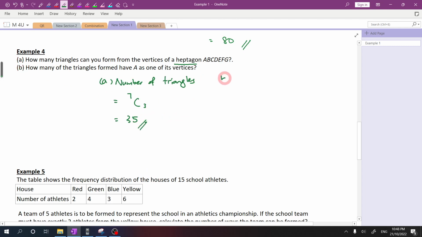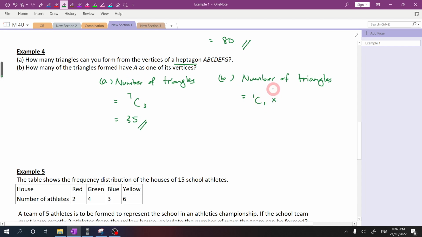Let's go to B. How many triangles formed have A as one of its vertices? So A must be chosen this time. Before we calculate, we know that the answer here must be less than this one, right? Because for part A, no condition is imposed. For part B, A must be one of them. So 1C1, A must go in.